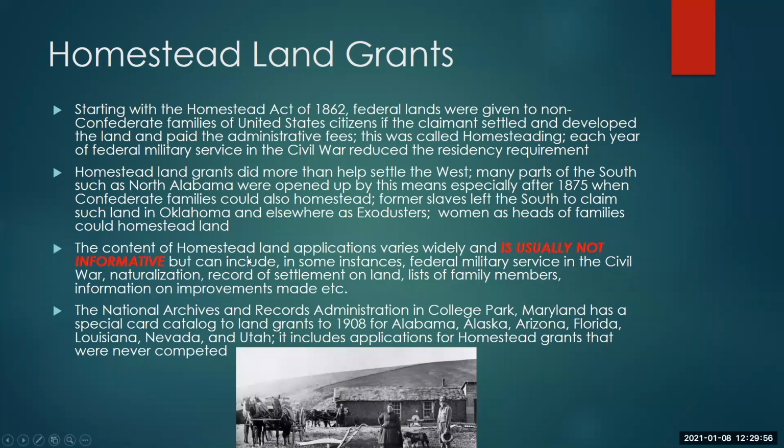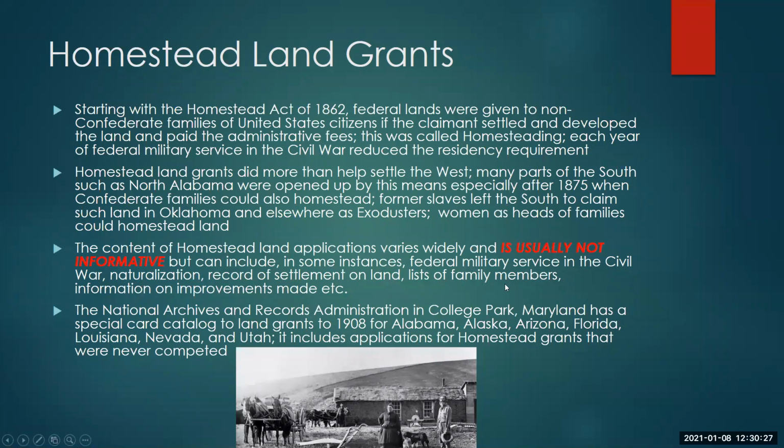The content of homestead land applications varies widely and is usually not informative, but it can include, in some instances, proof of federal military service in the Civil War, naturalization records to prove your citizenship, record of settlement on the land, that is, depositions by your neighbors who describe what you've been doing on the land for the last 8 years, the improvements you've made on it. It can even include the list of family members.